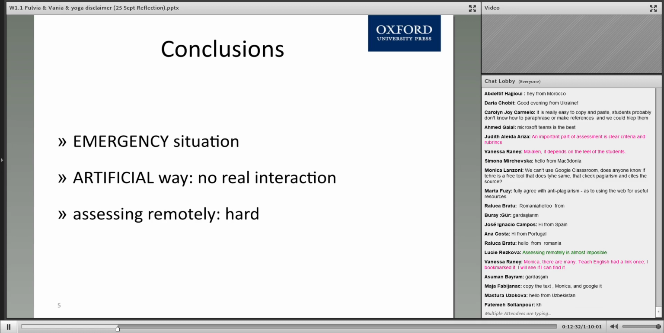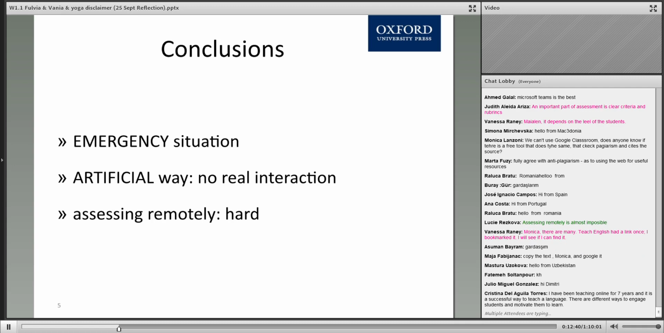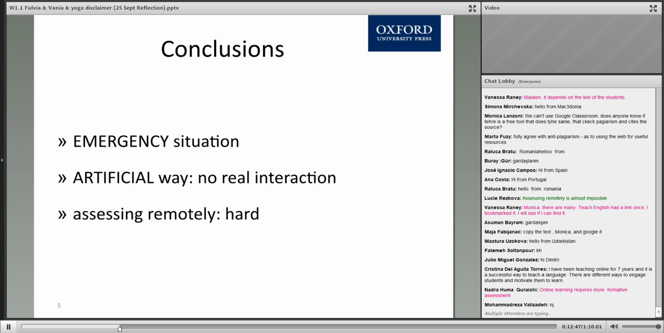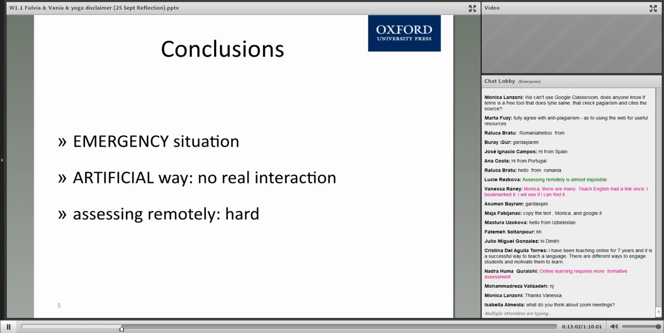In my opinion, what was the hardest thing was to assess remotely in a way that could change the final evaluation of a student at the end of the year. So I think that Google Classroom is a very good tool. Google Meet is a very handy tool in case you have to be away from your students, but it's not a good substitute for the real communication in your classroom.